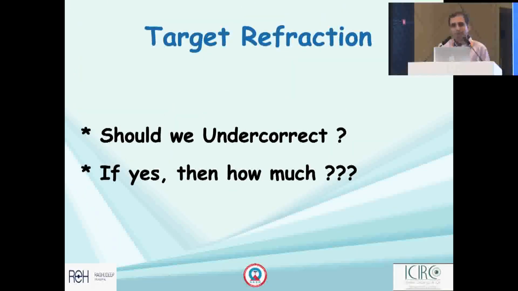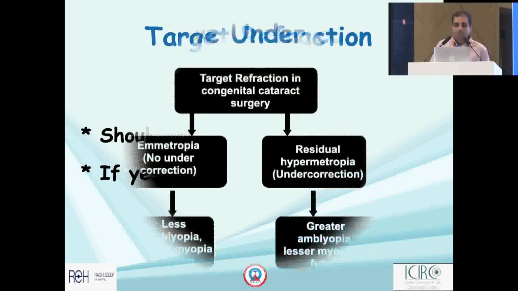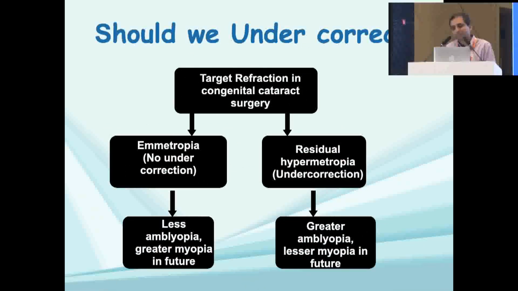Coming to the important question of how much to target for refraction: do you undercorrect, keeping in mind the growth of the eyeball that is going to occur? If yes, then by how much? Or do you go for target emmetropia? So there are two schools of thought. One is that if you go closer to emmetropia, with not much undercorrection, you are less likely to have too much amblyopia in the beginning.